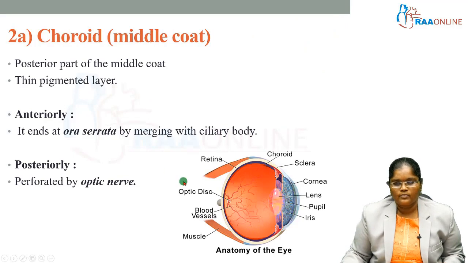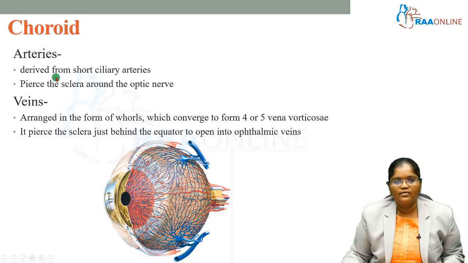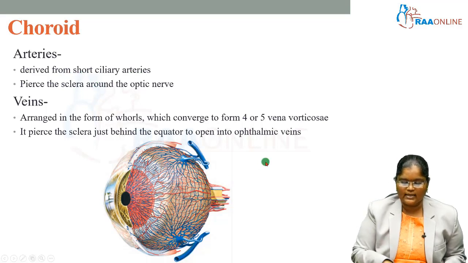First, let's see the choroid. The choroid forms the posterior part of the middle coat. It is a thin pigmented layer. Because of the melanin pigment, it is black in color. Anteriorly, it ends at the ora serrata by merging with the ciliary body. This is the ciliary body. And posteriorly, it is perforated by the optic nerve. The choroid derives its blood supply from the short ciliary arteries. These are the short ciliary arteries.